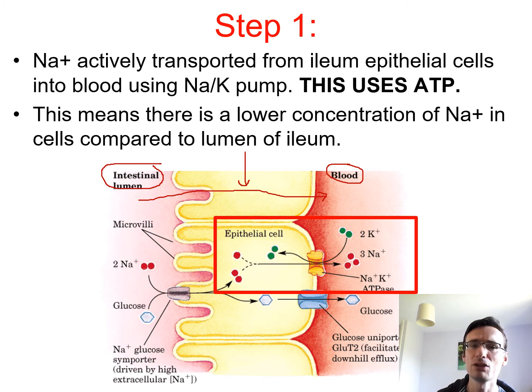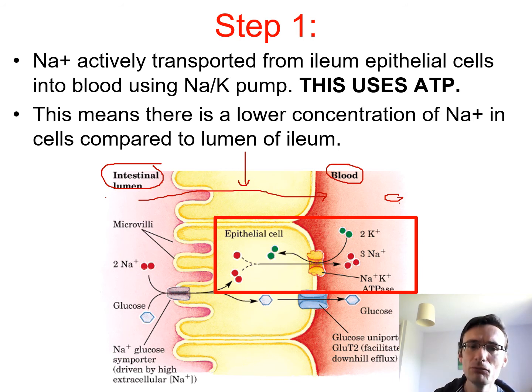The first glucose will move by facilitated diffusion, but then we end up with more glucose in our blood over here and less glucose here. So we've got to move it across via active transport. Now, how do we do this? Well, this is an active process overall, but it involves bits of active transport and facilitated diffusion.